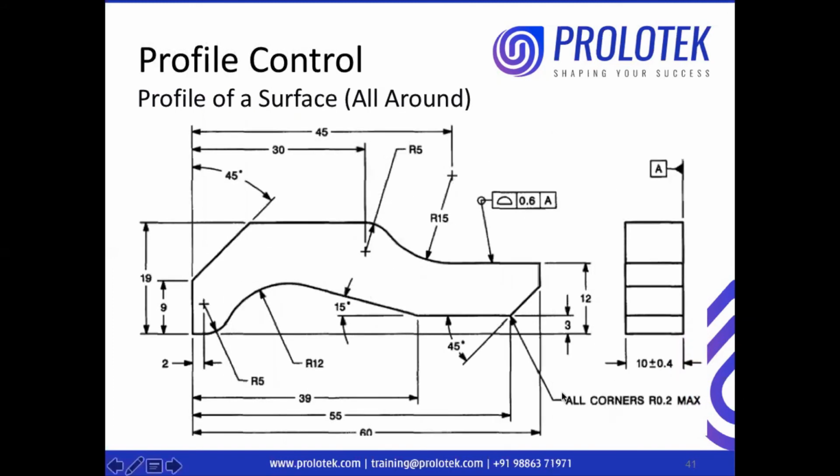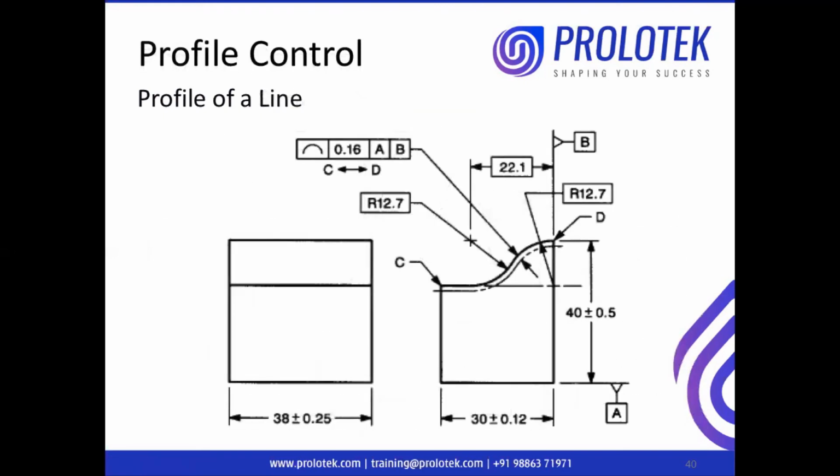If you want to control the entire surface, then we use this symbol, which is called the all around symbol. This symbol tells that all the surfaces where this arrow is pointing will be considered for profile of a surface study. The difference between profile of a line and profile of a surface is, profile of a line is a two-dimensional entity. It is applicable only at one particular cross section. If I convert this profile of a line to profile of a surface, then that is for the entire surface. That is the only difference.